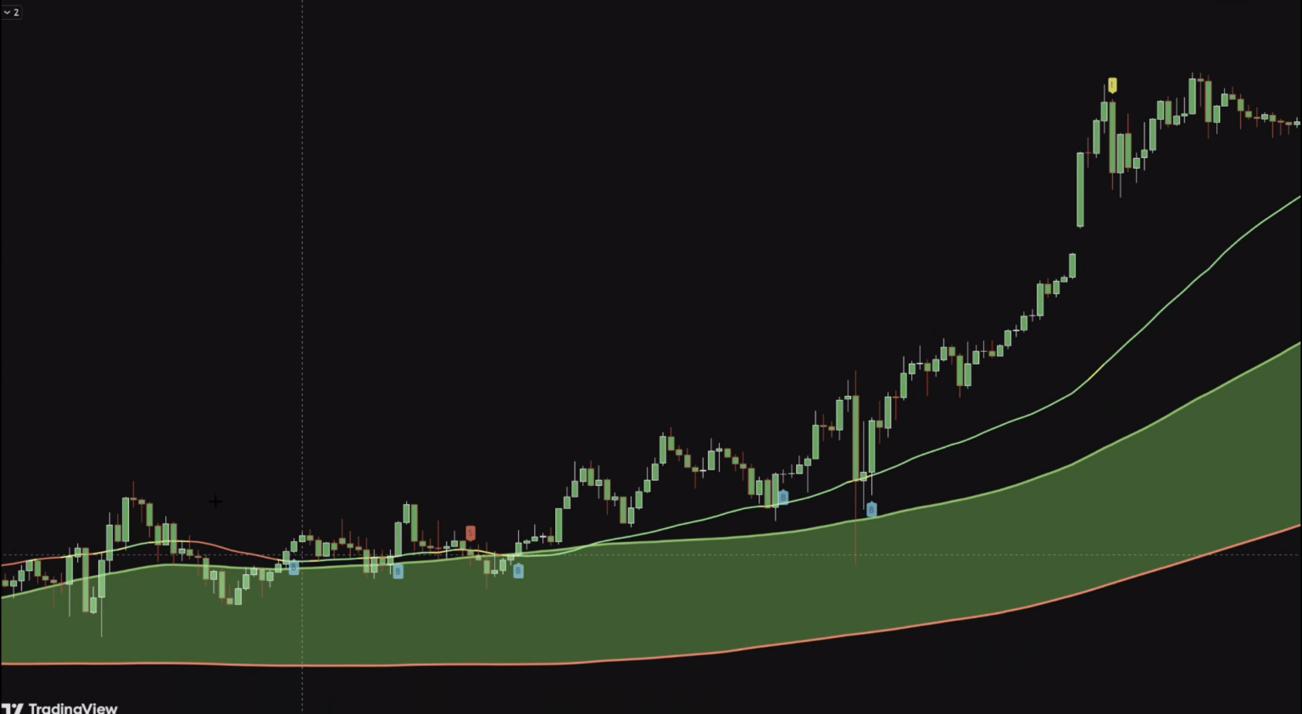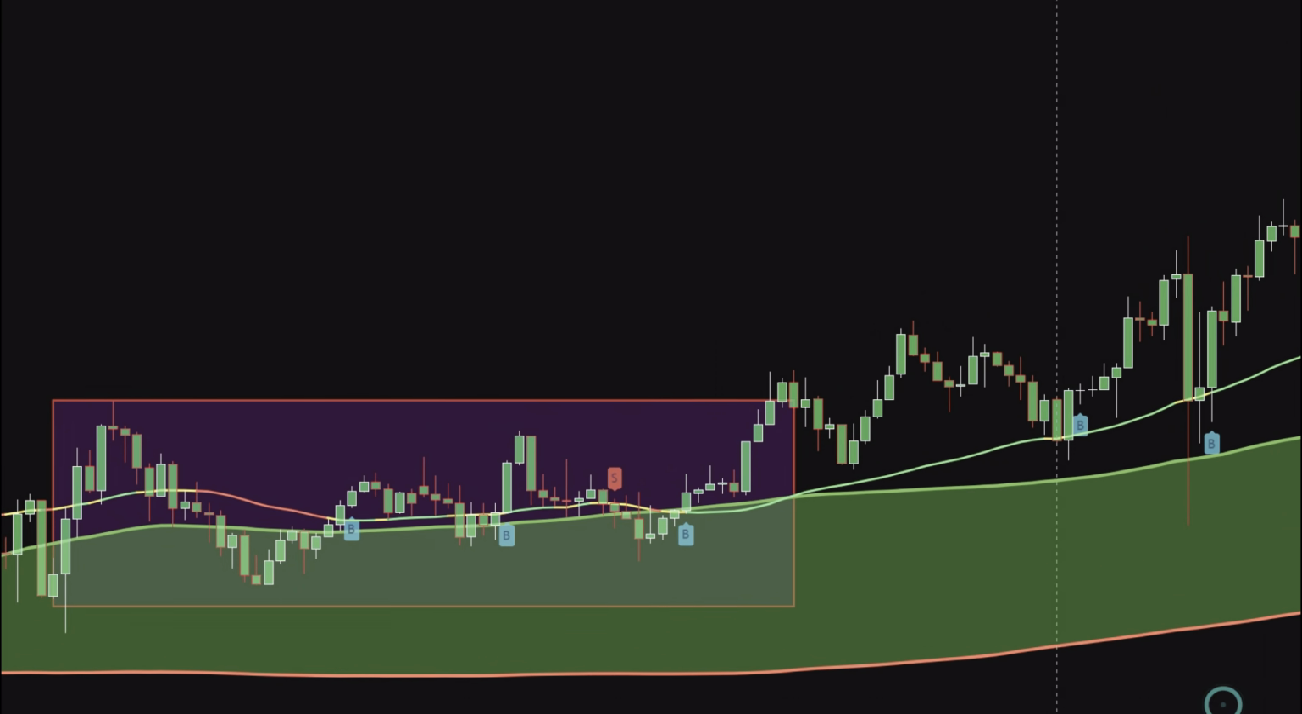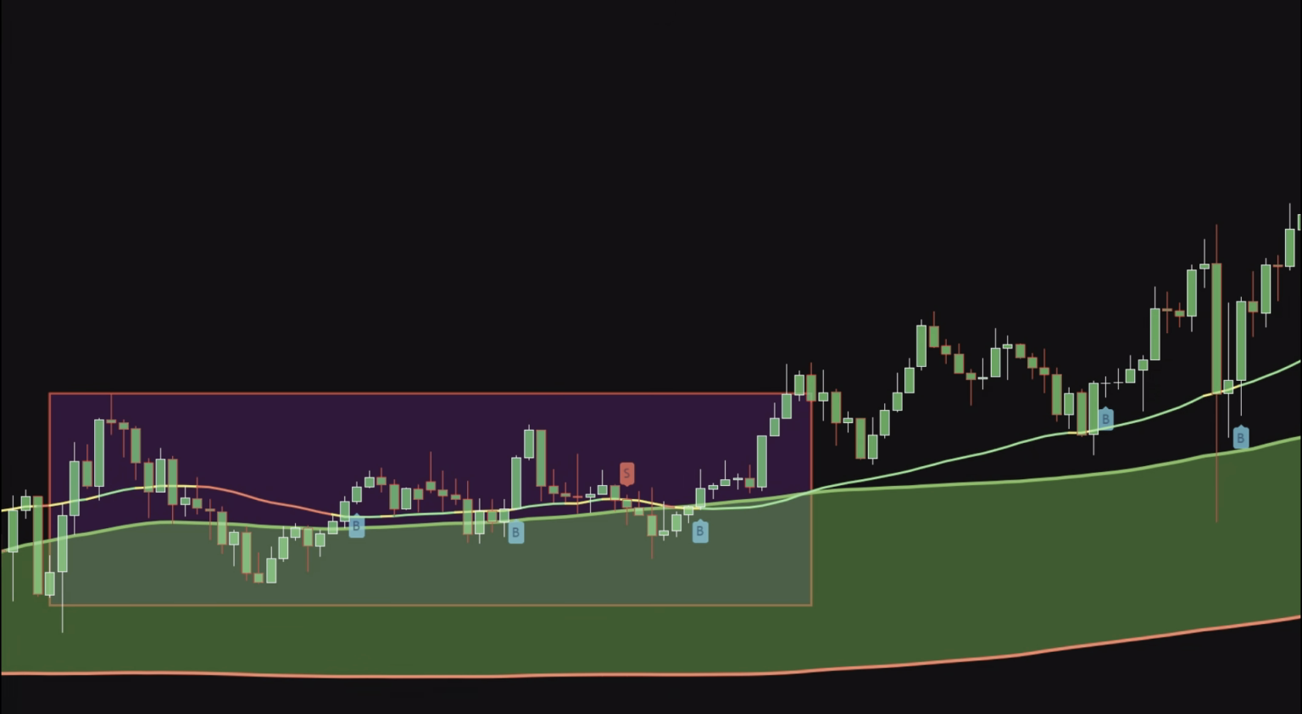Now look at this section. Price is above the cloud, but it's also inside the cloud. There's a mixed signal. The market is transitioning. You do not have a clear trend. So what do you do? You sit on your hands. You wait for price to break out of the cloud and establish direction.